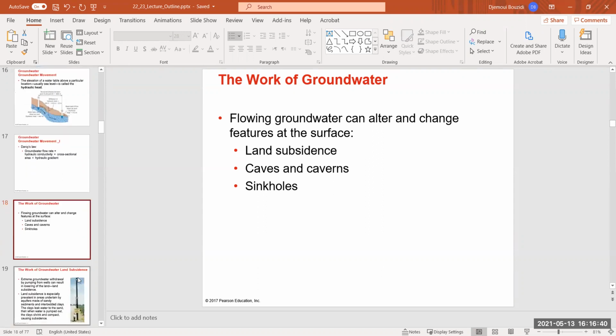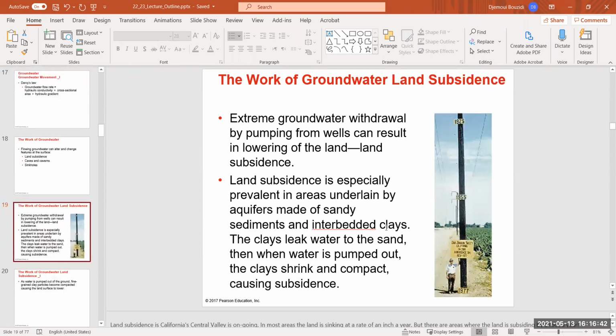Okay. So here is the San Joaquin Valley, or the Central Valley here in California. From 1925, this is where the ground level actually was. And it's been going down ever since that time because of the irrigation, taking water from the ground. In doing so, the land is readjusting itself because there is no support underneath. So it's going down and down. And this is in 1997.